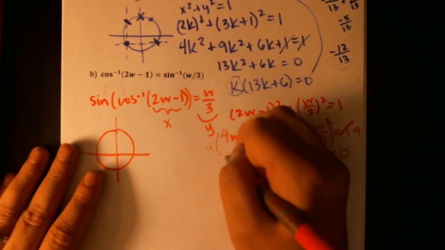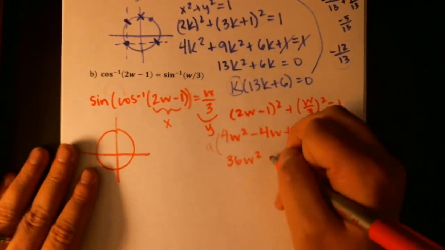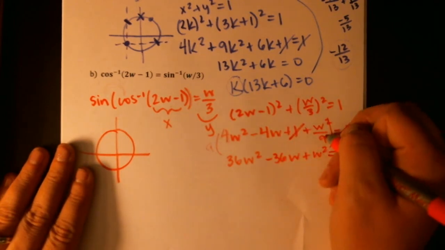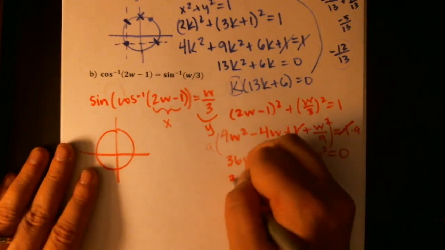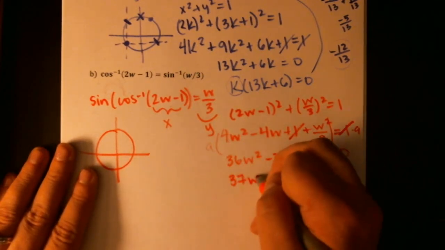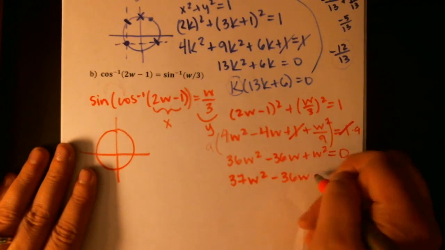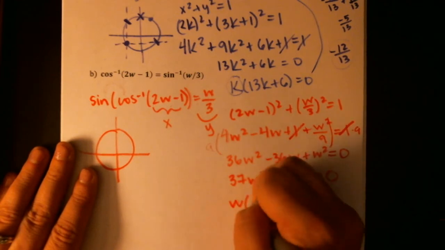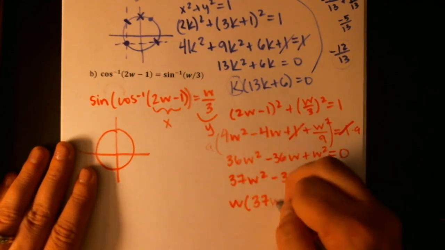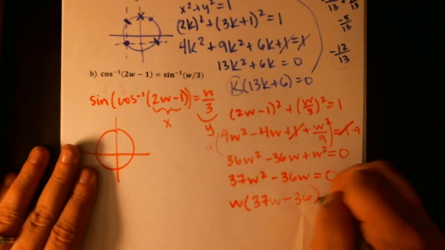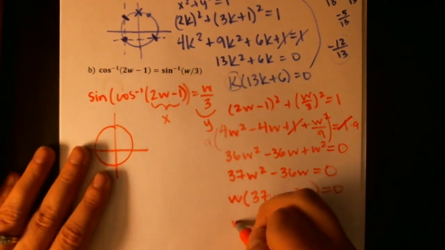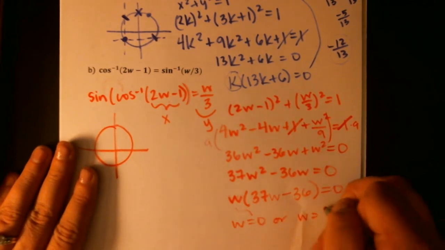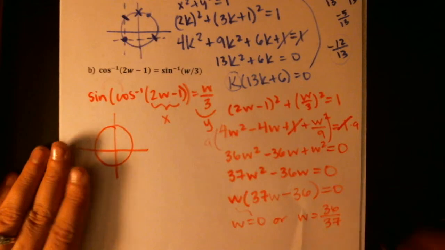I'll get 9 times 4, which is 36w squared, minus 36w, plus w squared. The 9's are gone. So I have 37w squared minus 36w equals 0. I'm going to factor out my w. And I'll be left with 37w minus 36, which means w could be 0 from this first factor, or w could be 36 over 37.